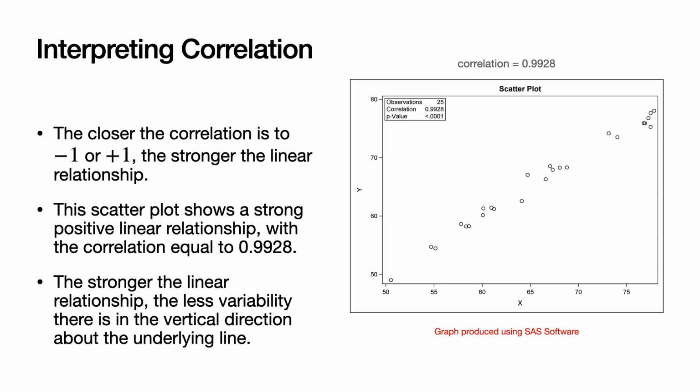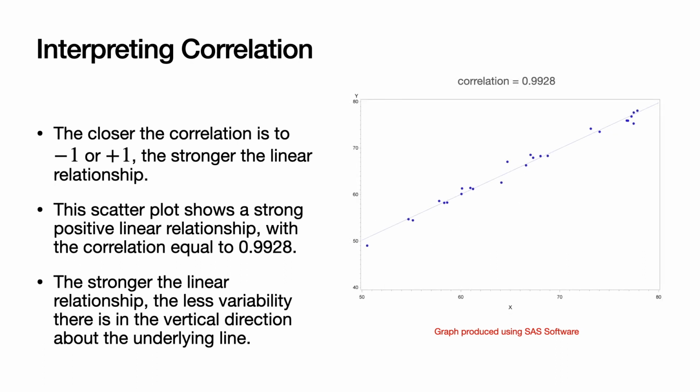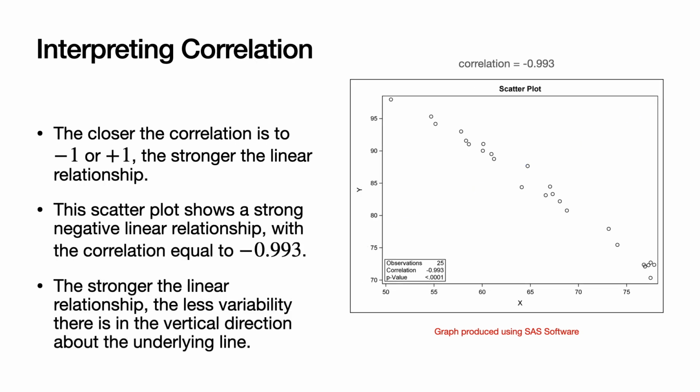If we were to fit a line through that data set, in fact, I've done that here, we can see that there's not a whole lot of variation in the vertical direction from that line. And so this scatter plot is showing visually that we do have a strong positive linear relationship. And this is what we could discern without even seeing the graph, by knowing that the correlation is equal to positive 0.9928. Here's another example.